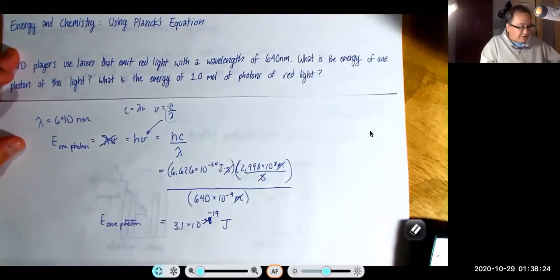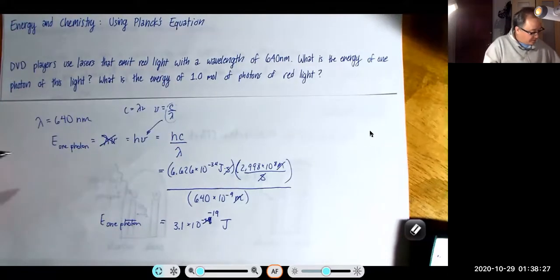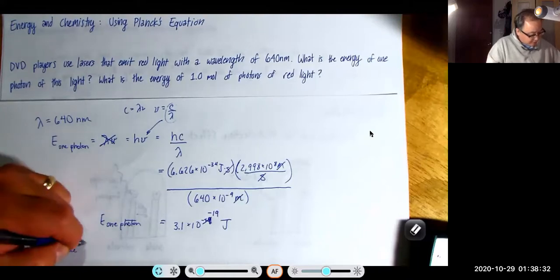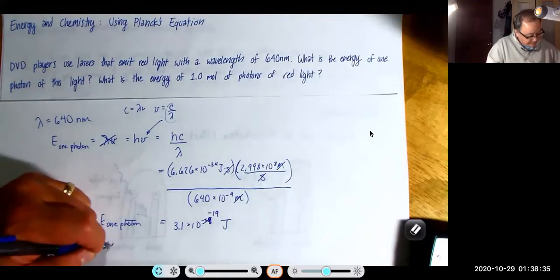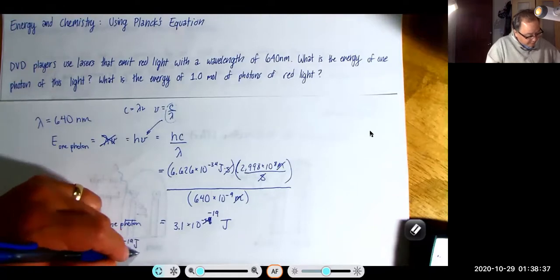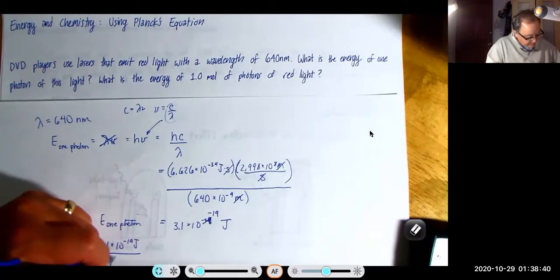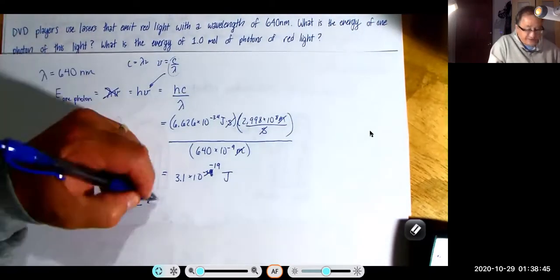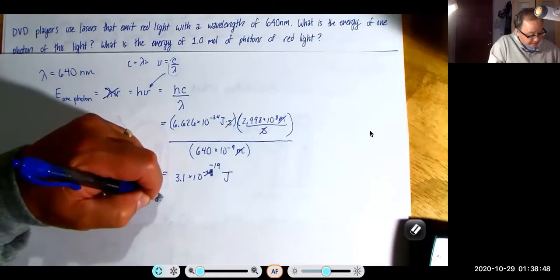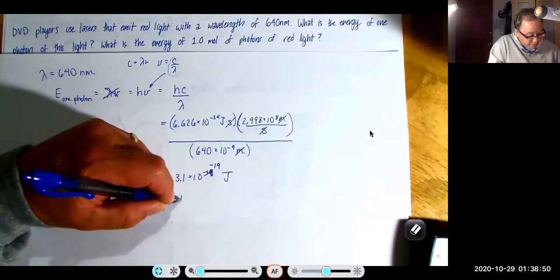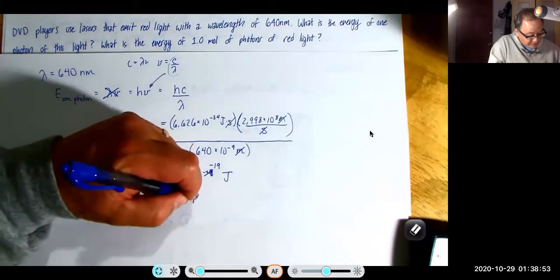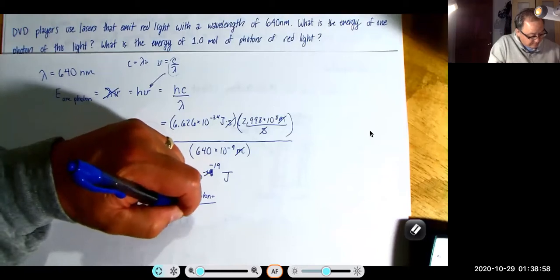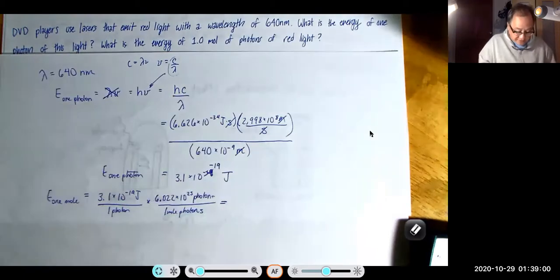So what is the energy of 1 mole of photons of red light? Well, the energy of 1 mole is going to equal 3.1 times 10 to the minus 19 joules, and I'm going to put 1 photon here. Then I'm going to multiply by 6.022 times 10 to the 23rd photons per 1 mole of photons, and we'll get the following answer.